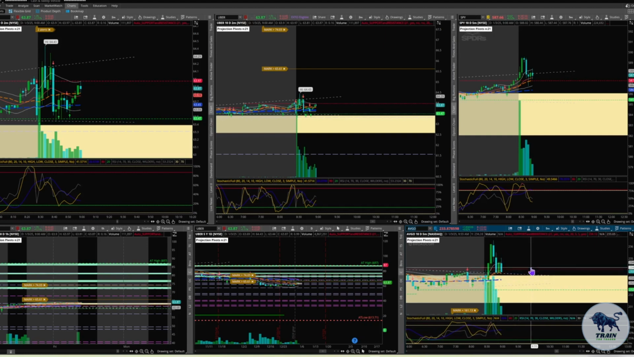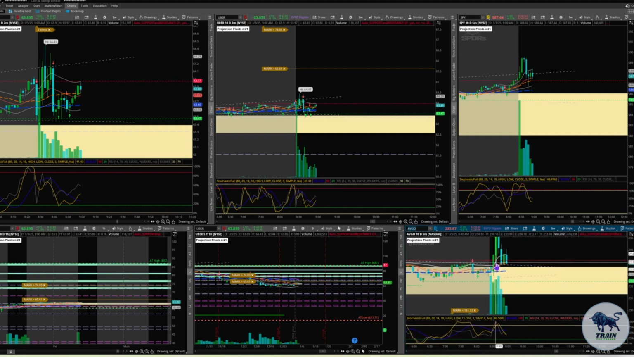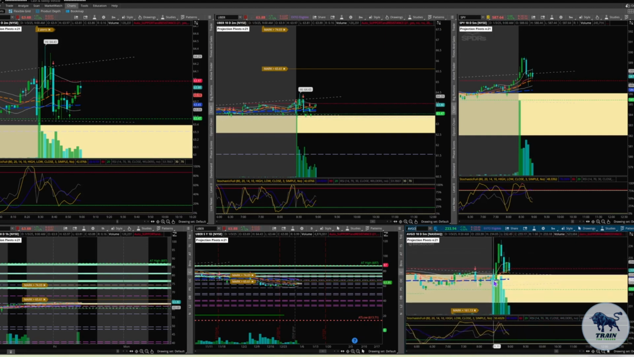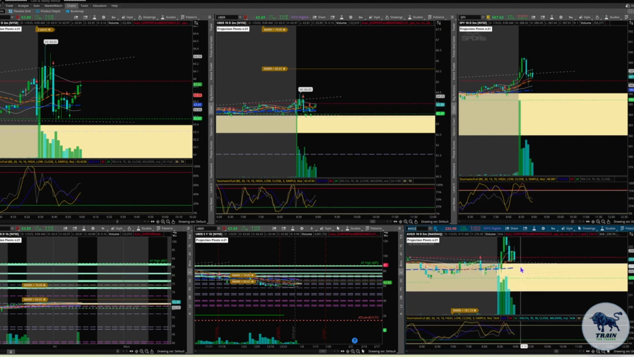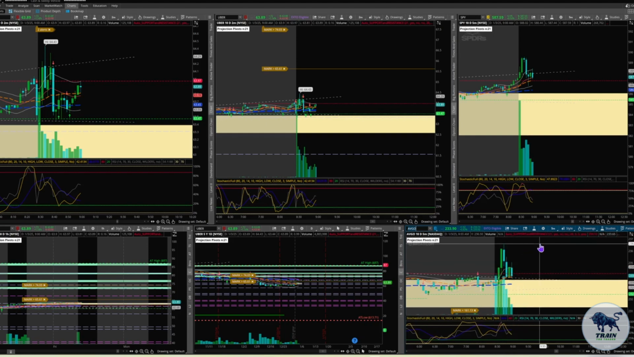It's the same thing as the Uber, remember? It came out strong, came out the gate strong, came back, and now it's retesting this 20 and possibly this 200 EMA. If it holds here, same thing as the Uber, I'd be looking to get in calls for it to go back to high of day or higher.